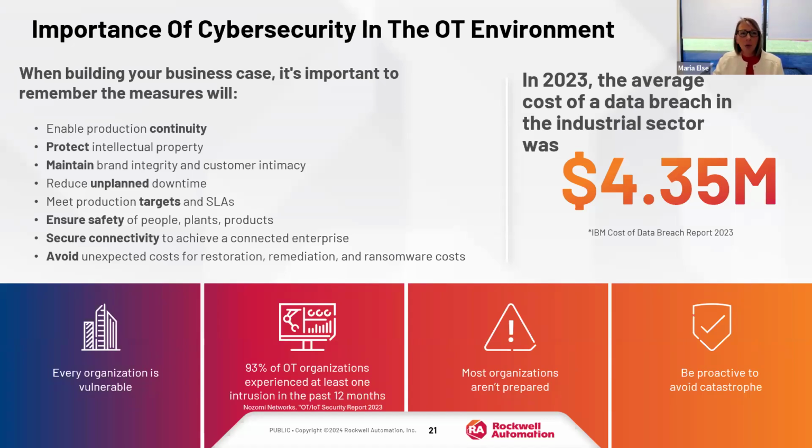So when we talk today with measurable outcomes from an OT perspective, we want to enable production continuity. We want to be able to continue to produce the product that we're selling to make our business successful. We want to protect our intellectual property. We don't want people stealing our recipes. We don't want people to be able to replicate what we're producing so that they take our market share. Something that's really critical is maintaining brand integrity.